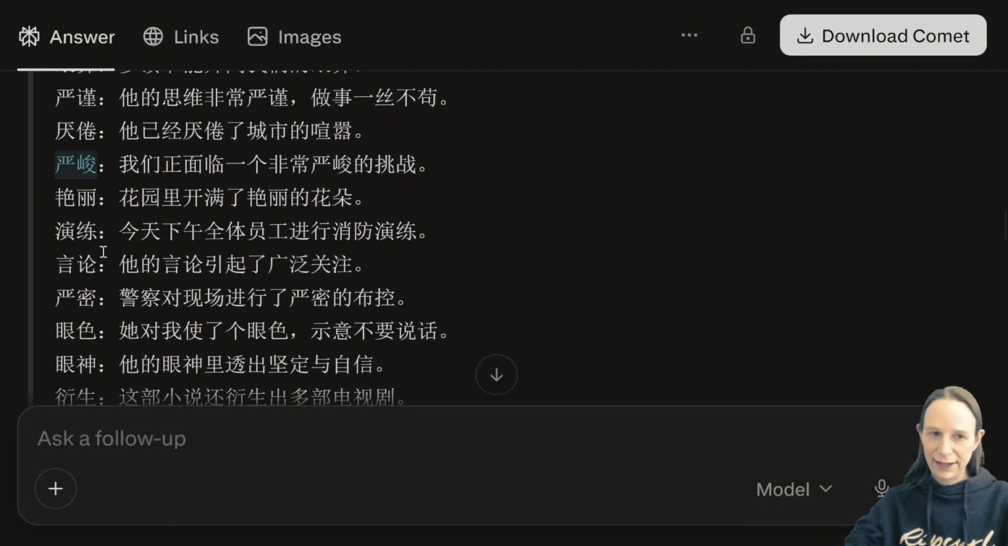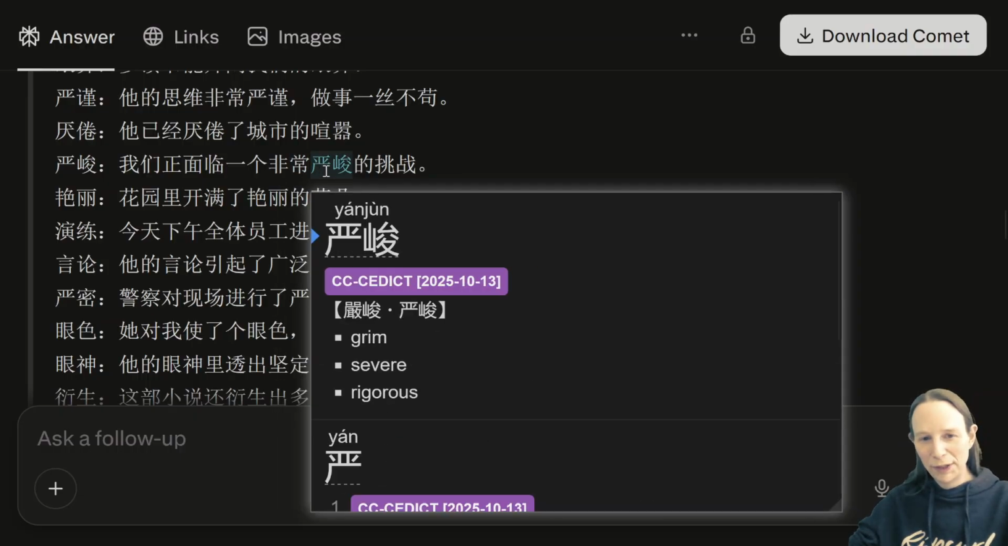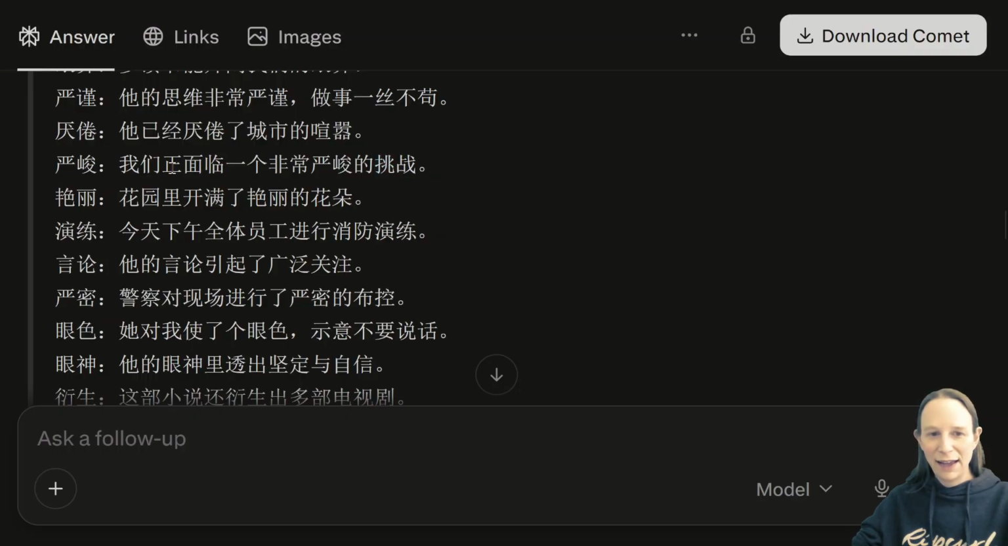严峻. 严峻 is like stern, I think. 我们正面临一个非常严峻的挑战. Oh, this is not stern, but daunting almost. This severe challenge. We're currently facing an extremely severe challenge. All right.